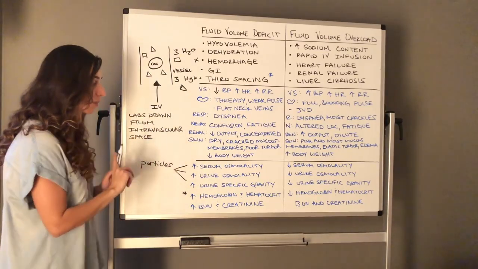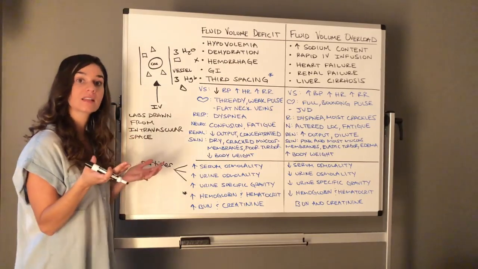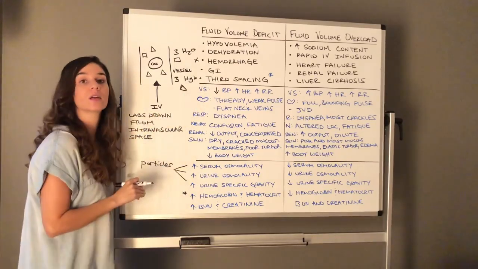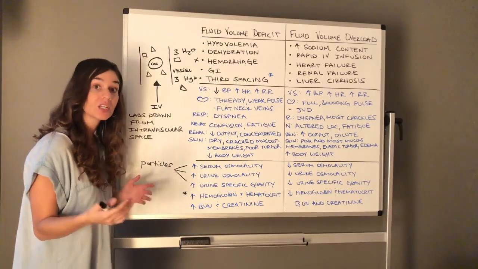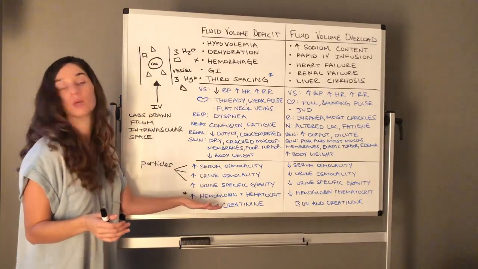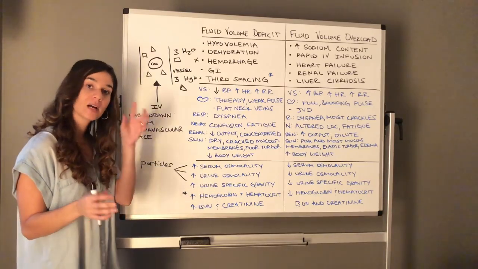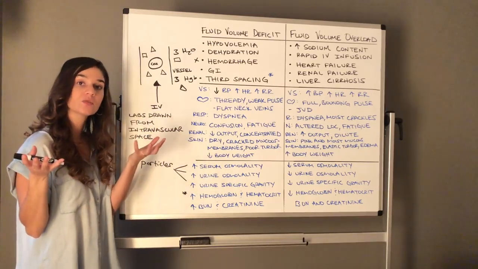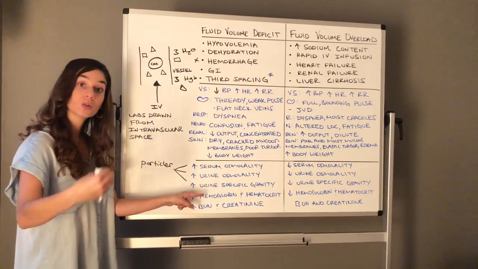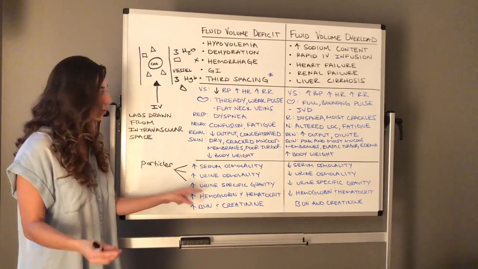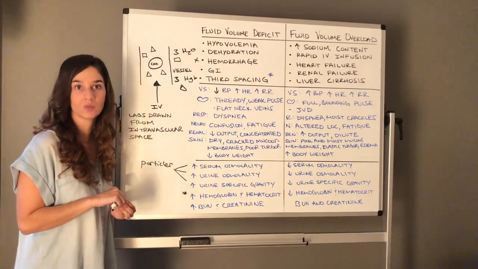So hemoglobin and hematocrit actually increase in all forms of fluid volume deficit except for hemorrhage. Because when you are hemorrhaging, you are losing your hemoglobin and hematocrit. So keep in the back of your mind, hemoglobin and hematocrit do increase for all forms of fluid volume deficit, but if you are hemorrhaging, you are losing your blood. So therefore, you are losing your hemoglobin and hematocrit as well.